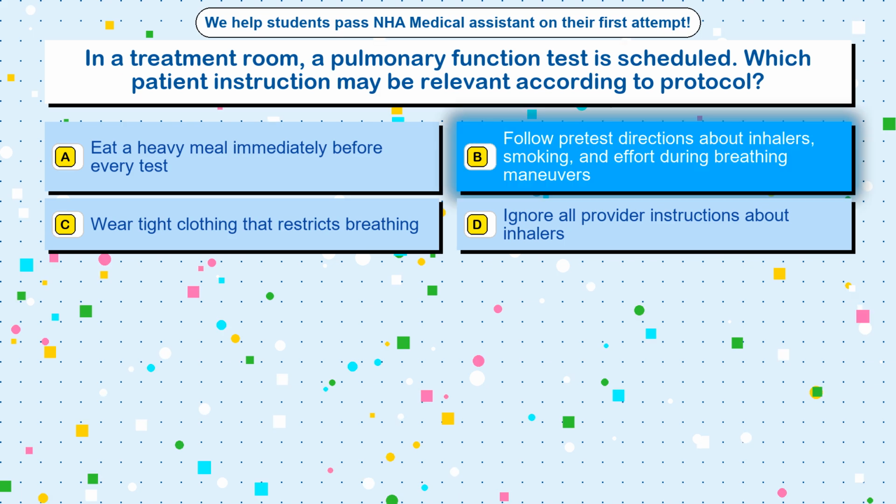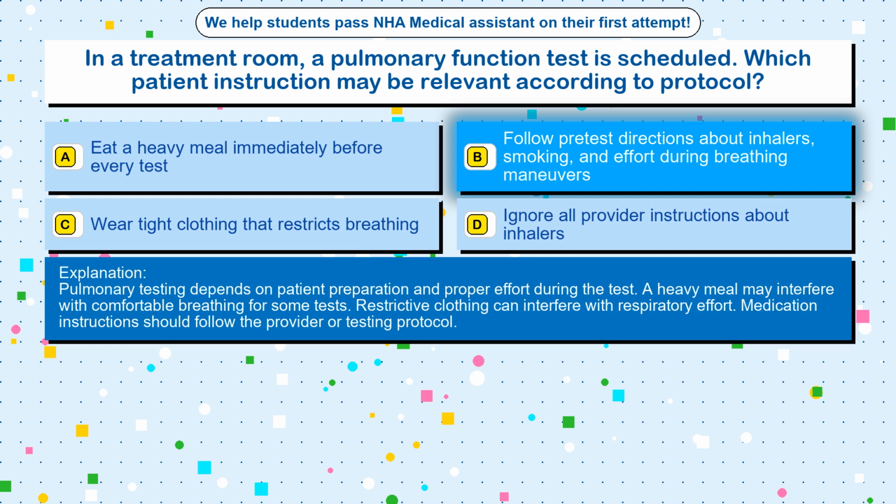Follow pretest directions about inhalers, smoking, and effort during breathing maneuvers. Pulmonary testing depends on patient preparation and proper effort during the test. A heavy meal may interfere with comfortable breathing for some tests. Restrictive clothing can interfere with respiratory effort. Medication instructions should follow the provider or testing protocol.